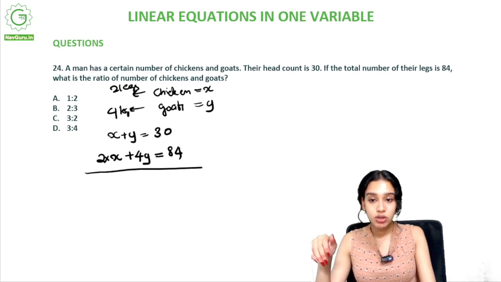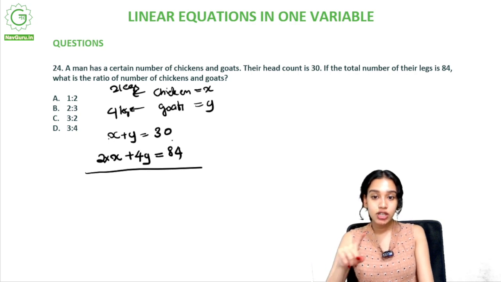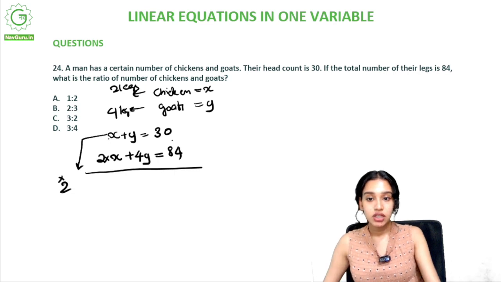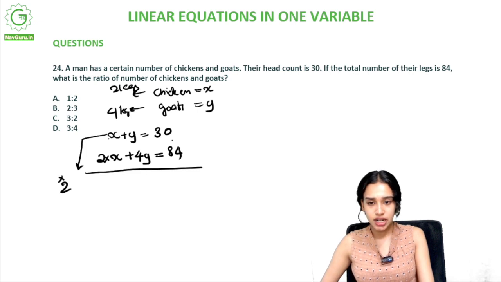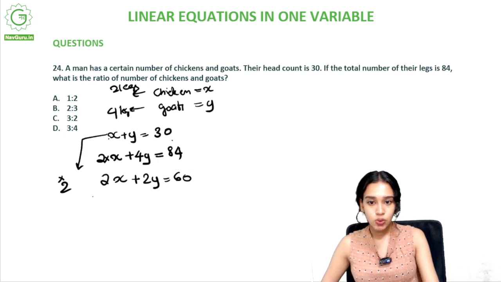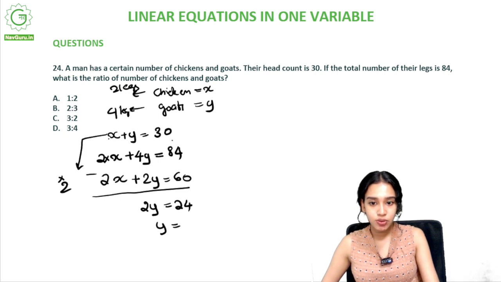So here we have two equations, X plus Y is equal to 30 and 2X plus 4Y is equal to 84. Now let's multiply this equation by 2. So that we'll have one coefficient of the variable which is equal, and we could subtract it, right? So it becomes 2x plus 2y equal to 30 into 2 is 60, right? Now we'll subtract this equation from here. We'll get 2y is equal to 24 and y is equal to 24 by 2 is 12, right? Then what is x?